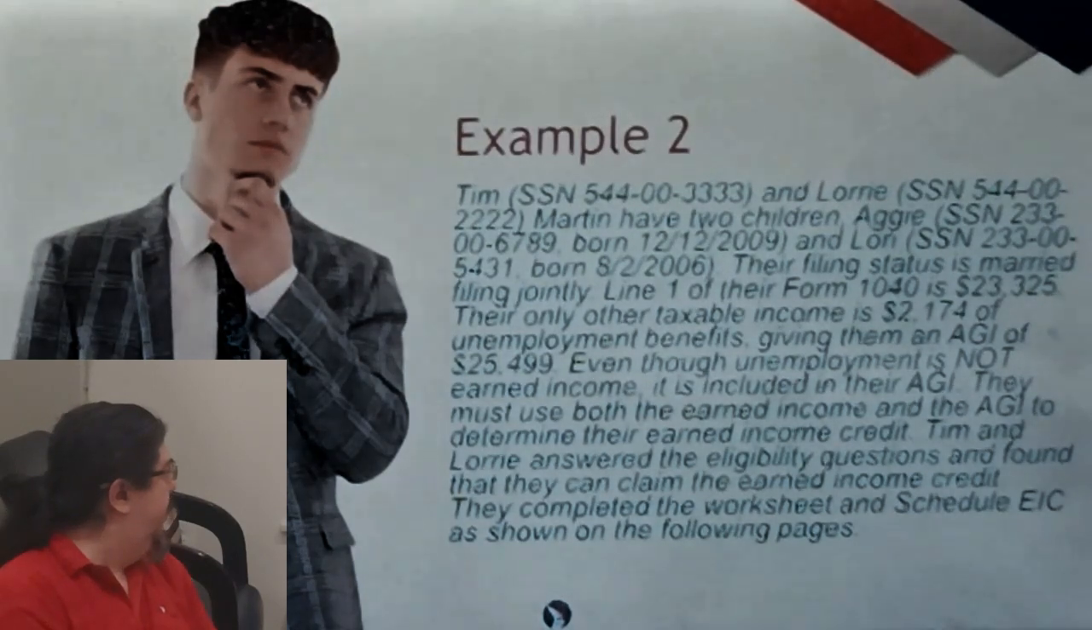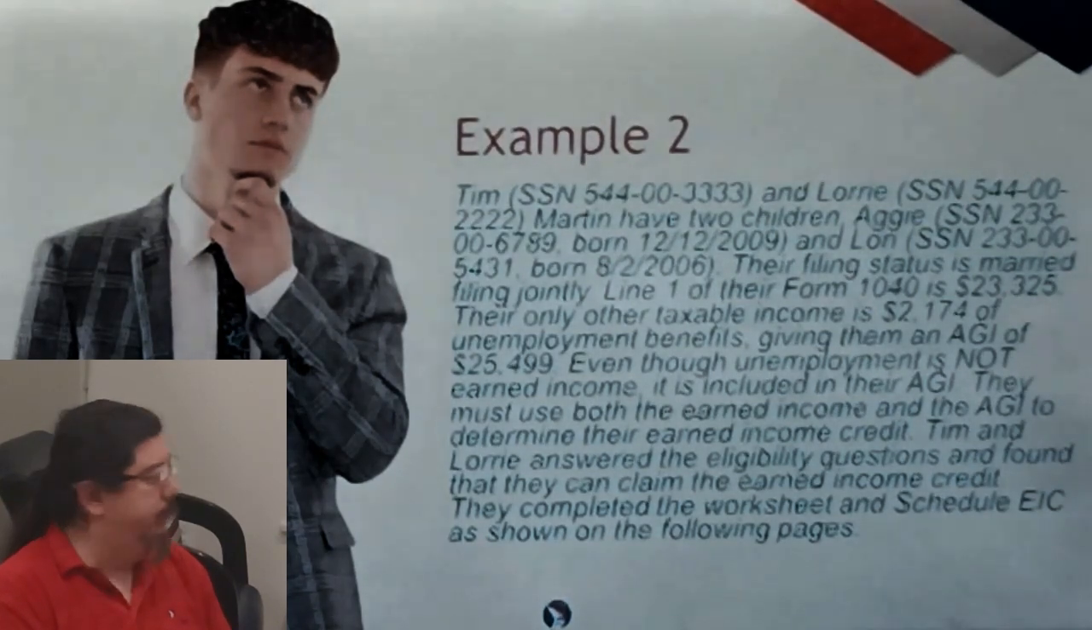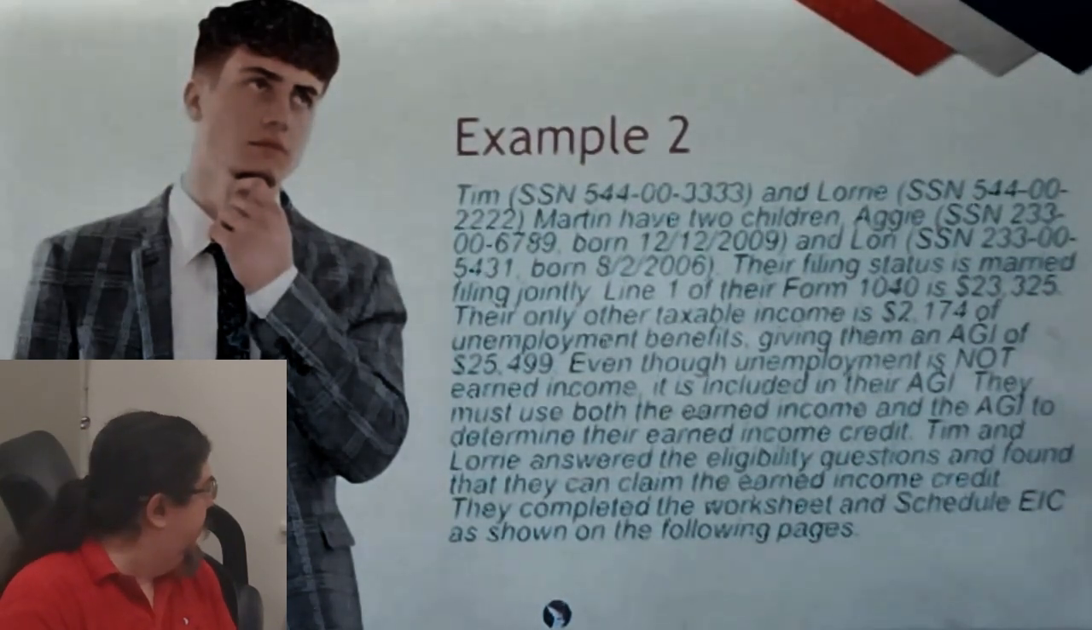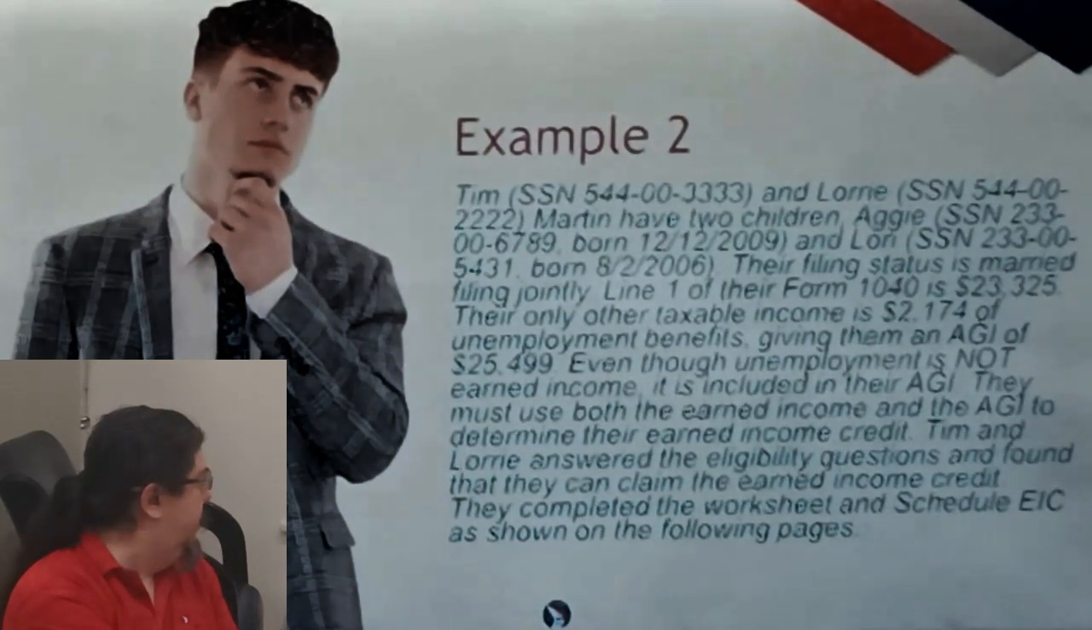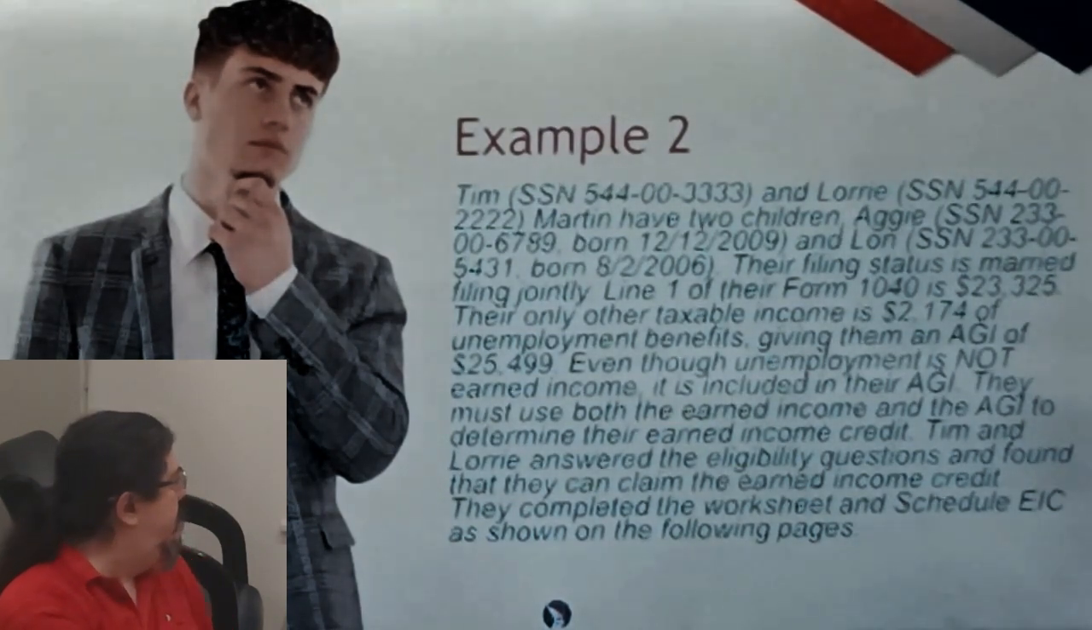Here's another example. Tim and Lori have 2 children, Aggie and Lon. They're filing jointly. Line 1 of their Form 1040, that's their wages, is $23,325. They also have $2,174 of unemployment benefits, which brings their AGI up to $25,499. Because their AGI is higher than their earned income, we have to look them both up.